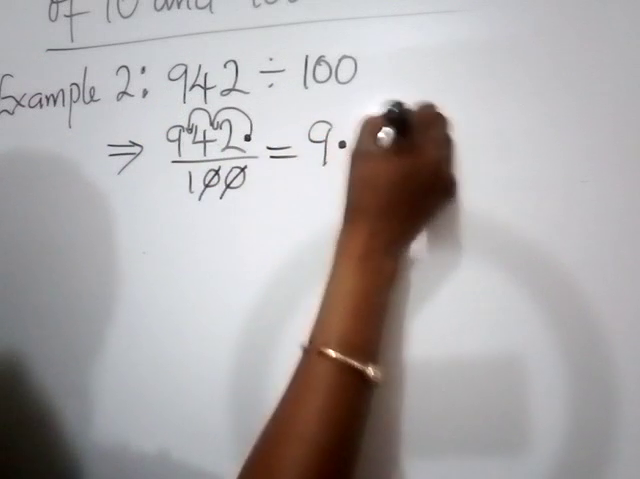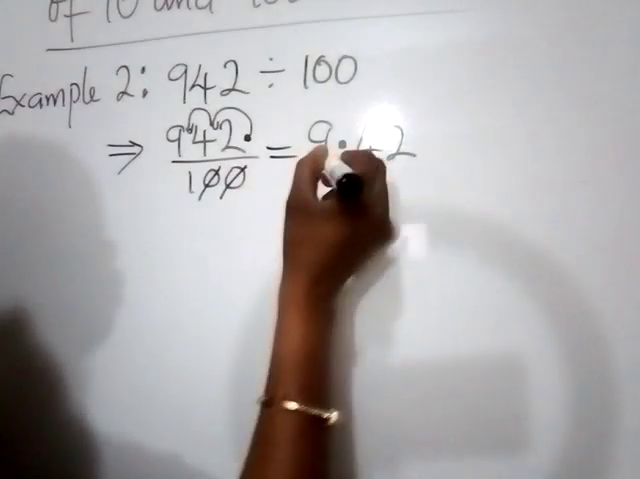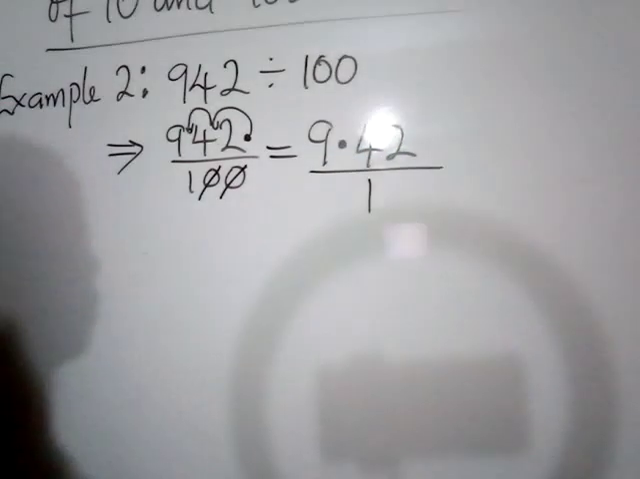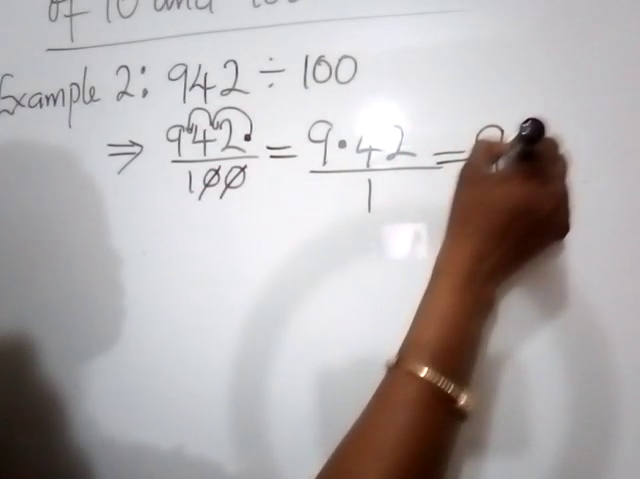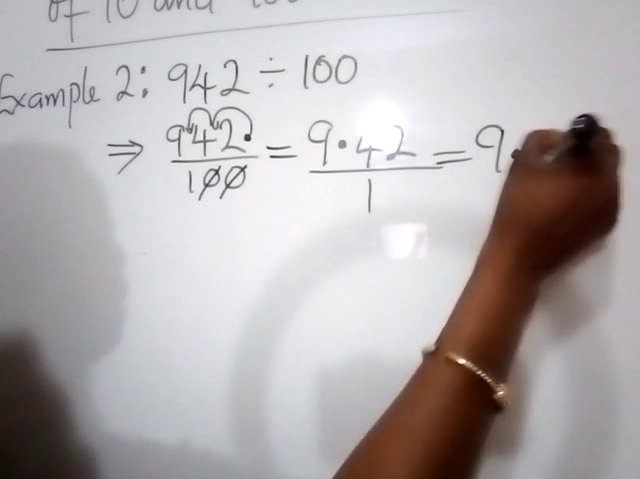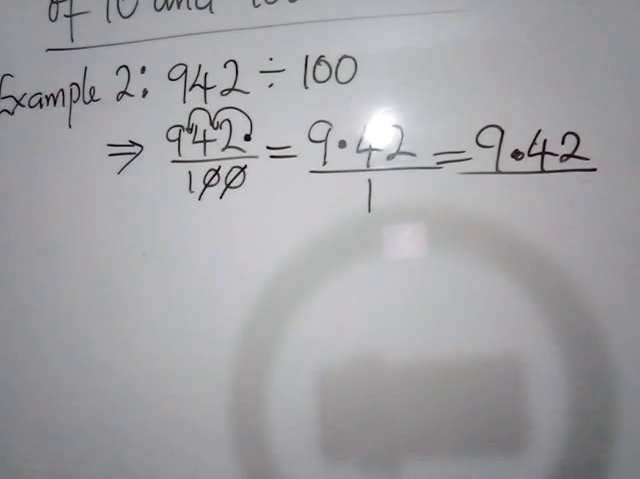So the new number we have here will be 9.42 over 1, because the 2 zeros are gone, and any number divided by 1 remains the same. So the answer is 9.42. Okay, so that's the answer.